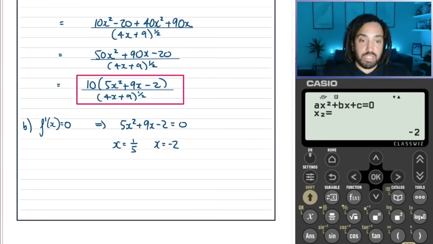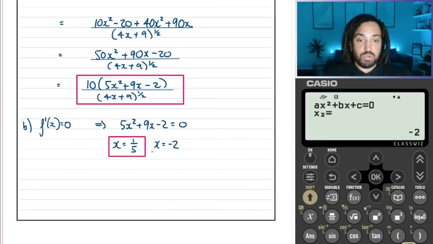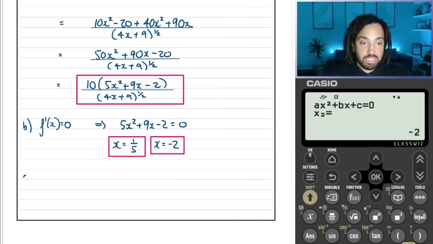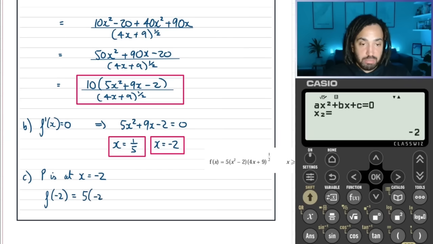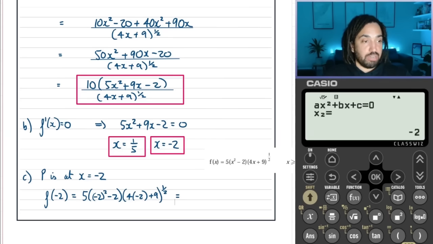Okay, so yeah, these were the two answers for that part. And then we can say for part C, P is at x equal minus 2. So we need to find f of minus 2. So we need to substitute into that function. There we go. So I brought the function back so that we can see that we need to substitute into that. Minus 2 for x, and then minus 2, close brackets, 4 lots of minus 2, plus 9, and then to the power of a half. So I'll put that in the calculator to get that y coordinate.